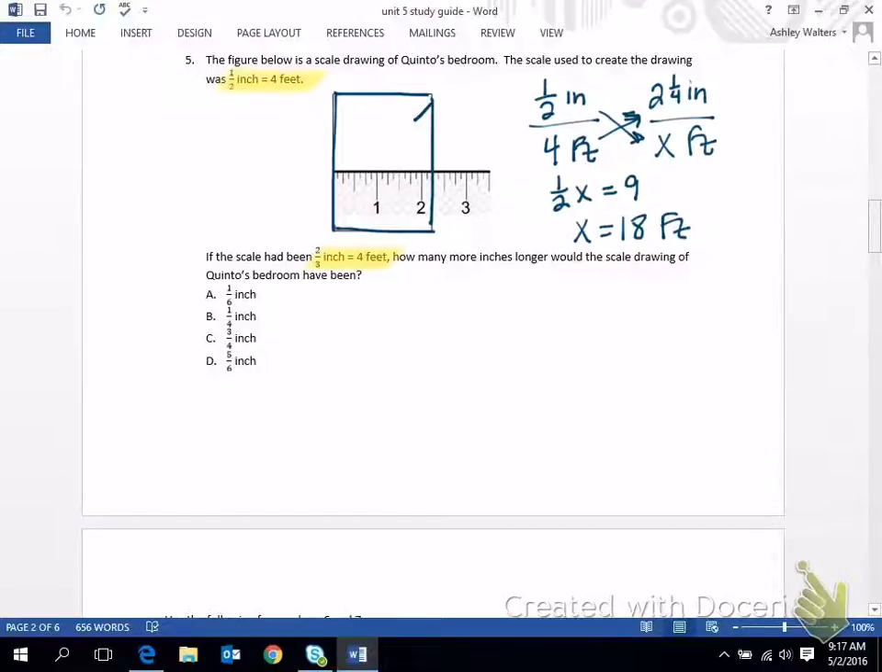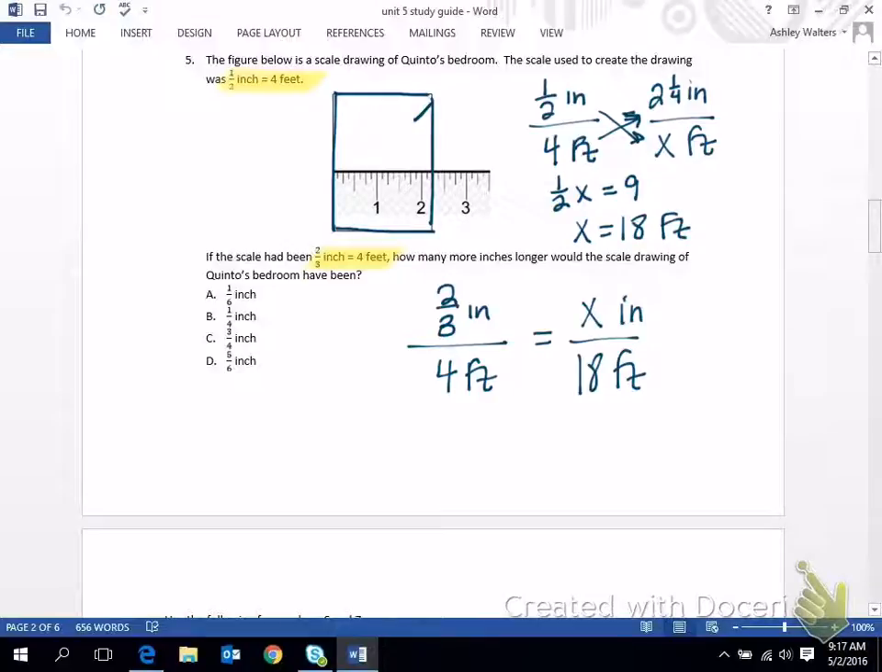Now the scenario that we're given says if the scale factor had been 2/3 of an inch for 4 feet, how many inches longer would the scale drawing of Quinto's bedroom have been? His bedroom cannot change in size. It will still be 18 feet. We want to know now in the scale how many inches would we have taken up if the scale was 2/3 of an inch for every 4 feet.